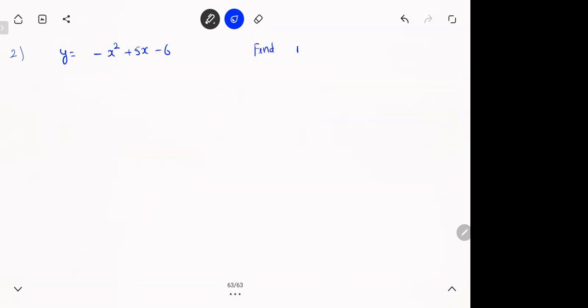Find the maximum or minimum value of the function. Now see, there are basically two things: where will it happen, and how much it is. These are two different questions. In the previous question, where will it happen? At x is equal to 3 by 2. How much is it? It is minus 1 by 4. Now you try the same thing. You can use the previous question as a reference and solve this.